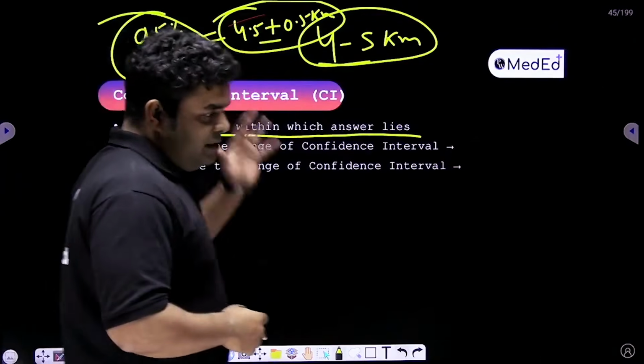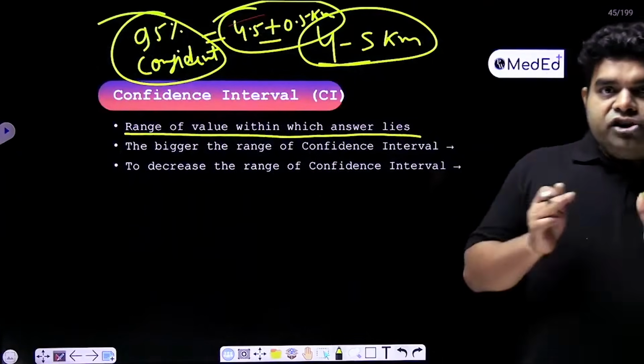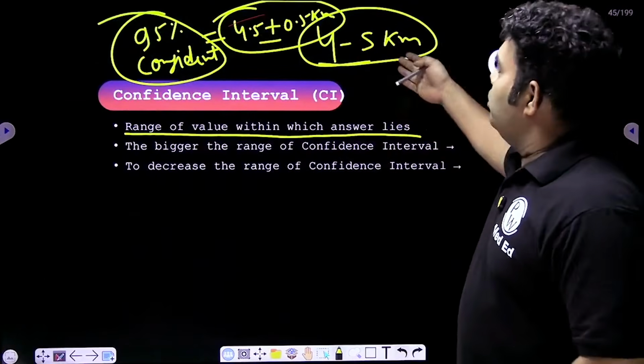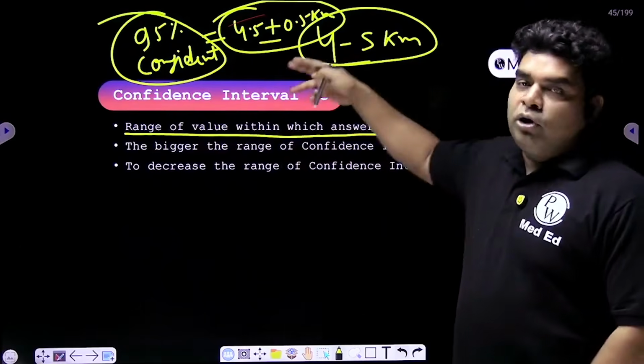Okay, sure. Now, what is this confidence interval? We just understood with this simple example. That range within which the answer lies is the confidence interval. Like your running range is 4 to 5 kilometers, so the confidence interval is 4 to 5 kilometers.